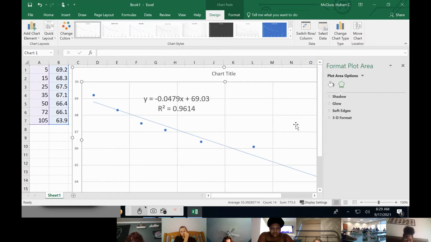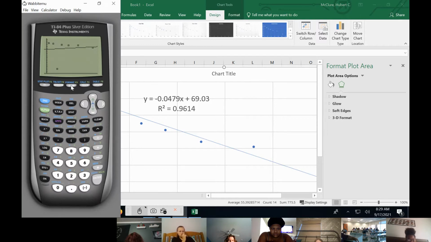Now, it does not give you R, so you have to raise R squared to the 0.5 power. So somebody take 0.09604 and raise that. Is that the same numbers we got? Yes or no? I'll just pull up the calculator because nobody's going to say anything.